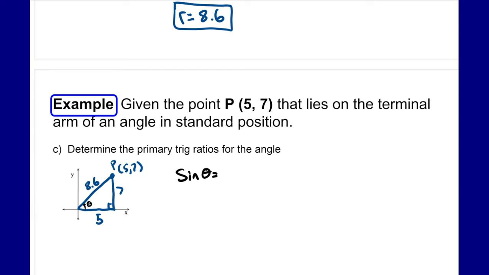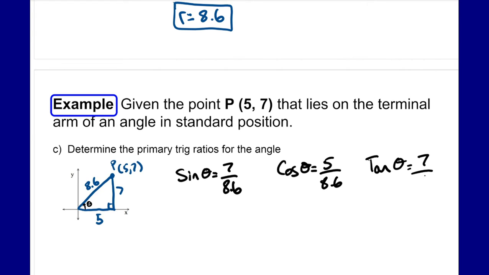So sine of theta equals opposite over hypotenuse, or 7 over 8.6. Cosine theta is adjacent over hypotenuse, or 5 over 8.6. And tan theta is equal to opposite over adjacent, which is 7 over 5. So there we have our 3 trig ratios for our angle in standard position given that specific point.